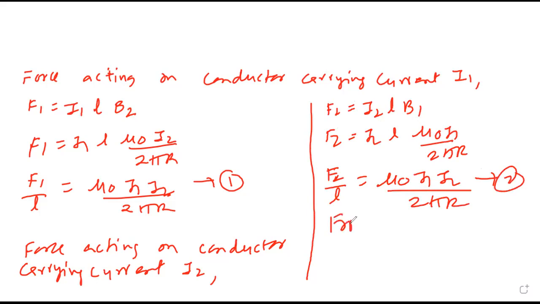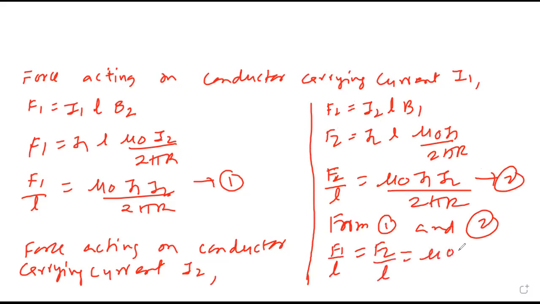Is it the same? See, we are getting the same formula. So I can say F1 upon L is the same as F2 upon L, which is mu naught I1 I2 upon 2 pi r. So the formula for force per unit length on any conductor placed near another current carrying conductor will be the same. Copy now till this. The formula is difficult, but if you remember the formula, then the sums will be simple.